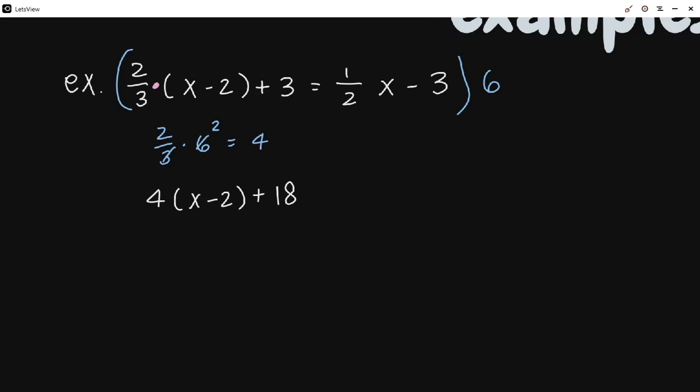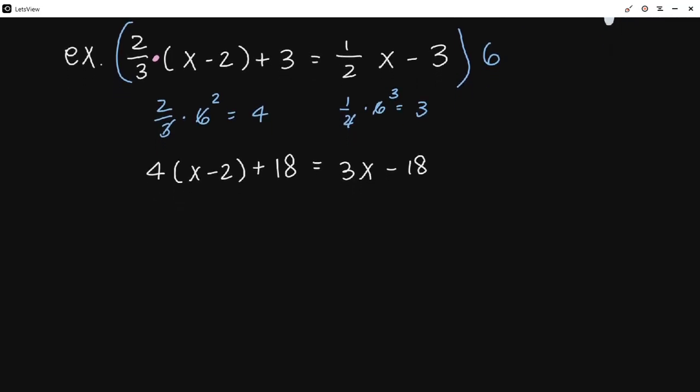Okay, then 1/2 x, I'll do it on the bottom here again, times 6. This will cancel out to 3, and 3 times 1 is 3. So then we'll get 3x, and then we have to distribute again, so that'll be 18. Now that we got rid of all the fractions, we're going to solve.